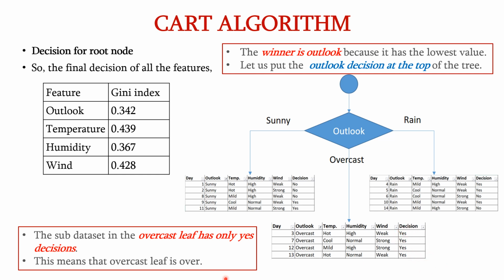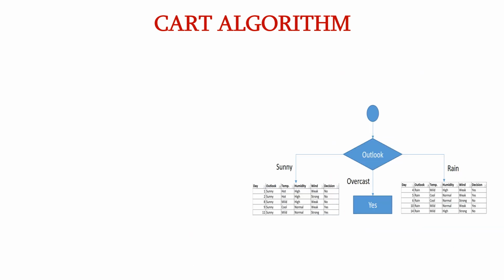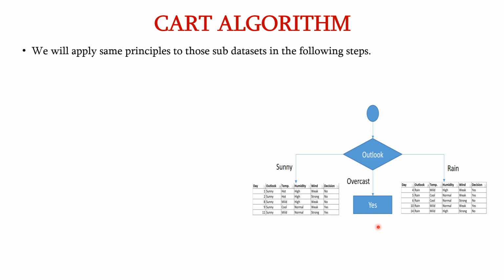So this means that the overcast leaf is done. We can stop for overcast here. In this diagram we can see that the overcast leaf node is labeled as yes, since it contained only yes for all the values in the data set. So let us apply the same principles for the other sub data sets in the forthcoming steps.